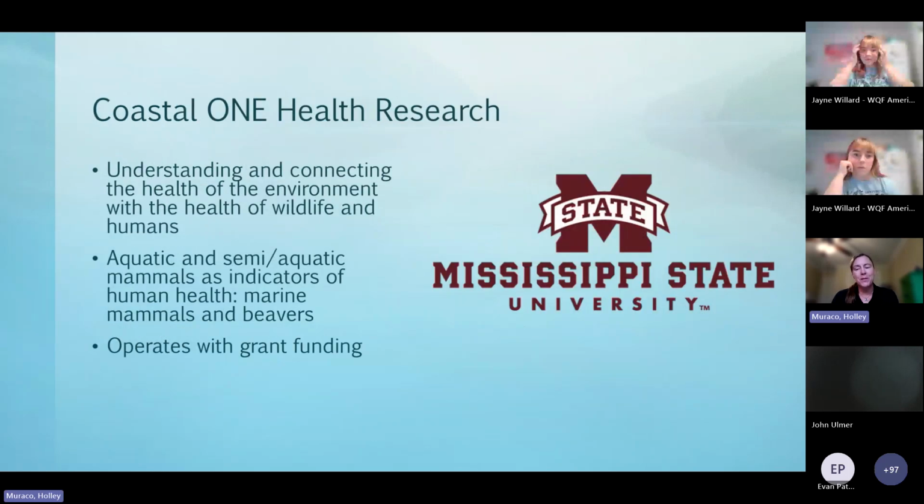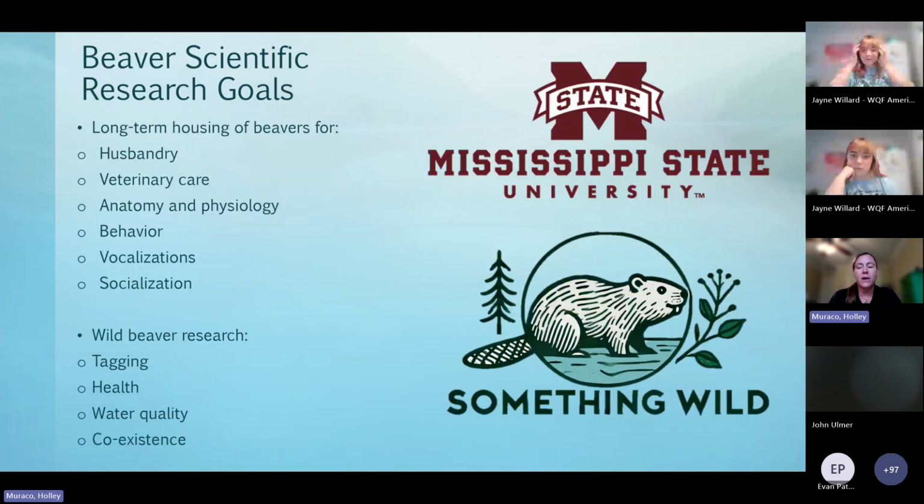My real job is with Mississippi State University, where I'm studying One Health, coastal One Health in particular, basically connecting the health of humans to the health of wildlife, and ultimately, of course, the health of wildlife depends on their habitat. I still study bottlenose dolphins as my primary indicator species for human health along the coast, but I'm now including beavers. My program there operates off of grant funding, and together, I've merged my worlds, Mississippi State and Something Wild.